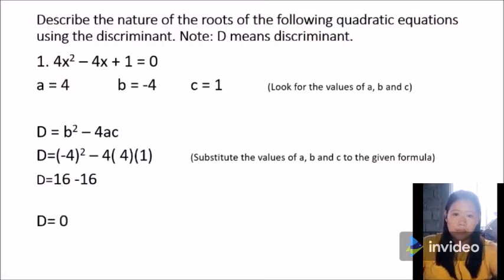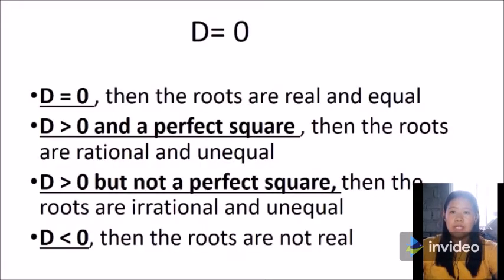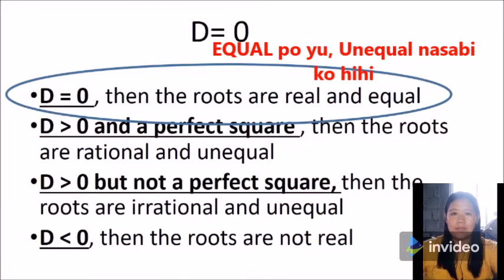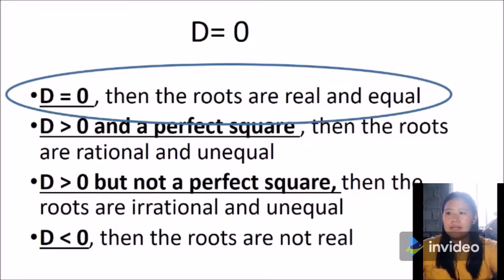At yun ay equal to 0. So the discriminant in number 1 is 0. So since our discriminant is equal to 0, saan kaya siya dito? So nakikita nyo, dito siya, D equals 0, then the roots are real and equal. Okay? So yung discriminant ng ating number 1, ang kanyang roots are real and equal.